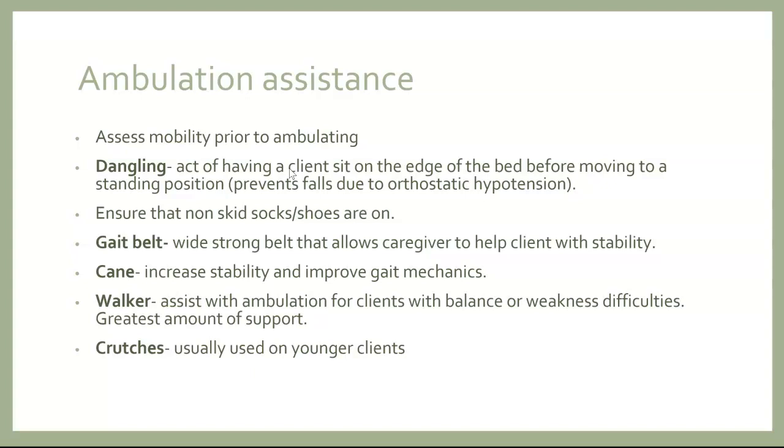The gait belt, it's the wide, strong belt that goes around the patient's waist, and the caregiver can use this. You'll see physical therapy use it a lot to help lift and stabilize the patient. And then the cane, so it increases stability and improves gait mechanics. Walker assists with ambulation for clients with balance or weakness difficulties. So this is the greatest amount of support you can get as far as a walking aid. And then crutches, they're usually just used for younger clients because they have the muscle strength to be able to use them.